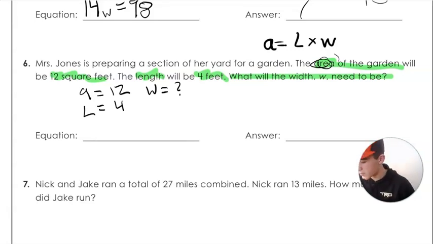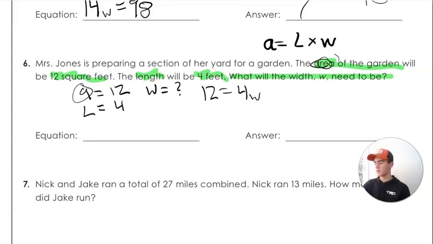So 12 is the answer because that's what the two times together will equal. So then we got width. Let's write that different. We've got length times width equals area. And we found the area. So we got area equals 12. So the 12 is representing the A. And then length is 4. And we don't know what the width is. And so we put that in as our variable. So let's write that down as our equation.